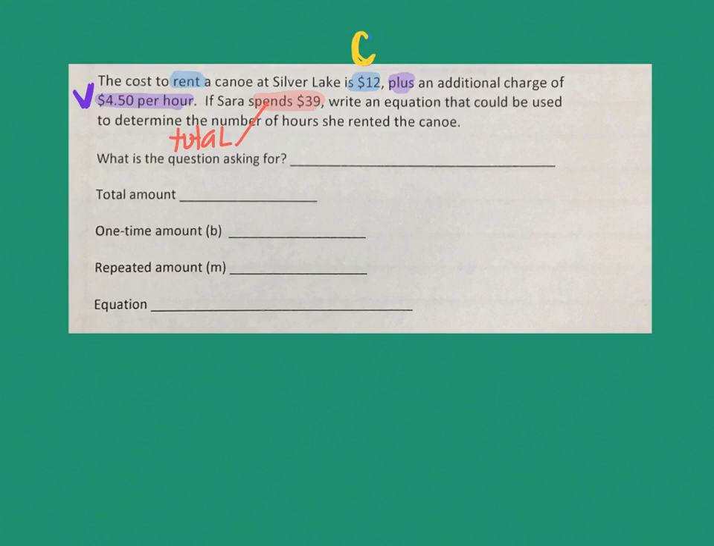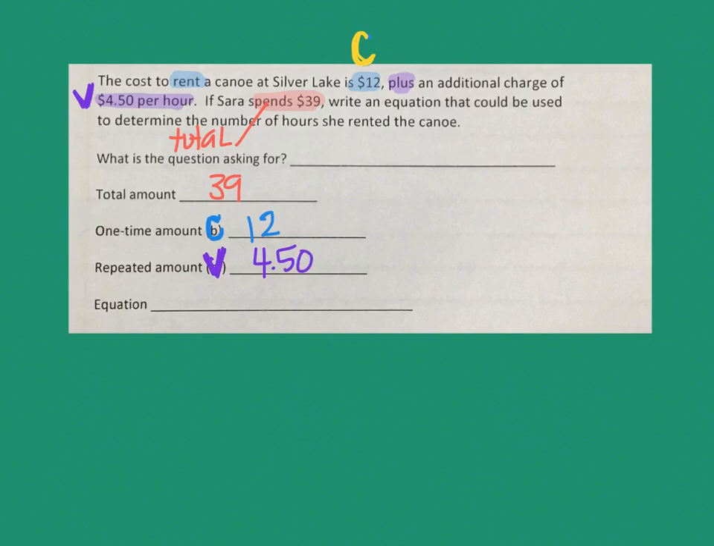So now what basically it's looking for is, let's label out the amounts individually. So the total we just got through saying was 39. The one-time amount is going to be our constant. And then the repeated amount is going to be my variable. The constant amount was the $12. The variable amount was what was happening each hour, so $4.50.